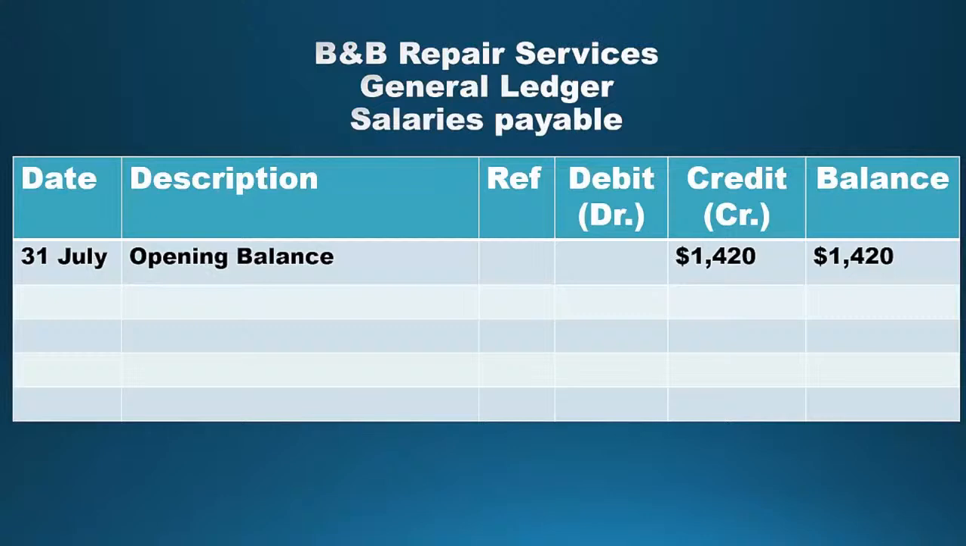9. Salaries payable. Salaries payable tracks the wages the company owes its employees. As of July 31st, the balance is $1,420. Salaries payable is a liability account, so the opening balance is written on the credit side of the ledger. 10. Unearned revenue. The unearned revenue account shows money received from customers in advance for services the business hasn't performed yet. As of July 31st, the balance is $1,260. Unearned revenue is a liability, so this opening balance is recorded on the credit side of the ledger.